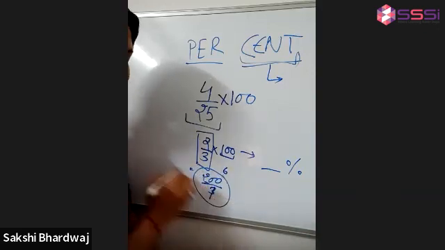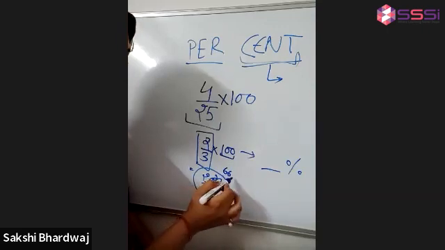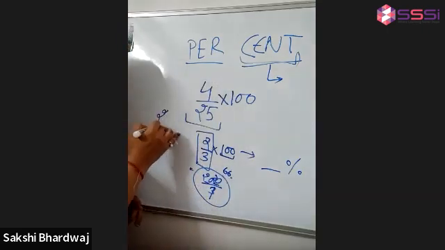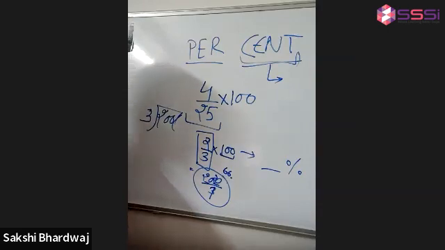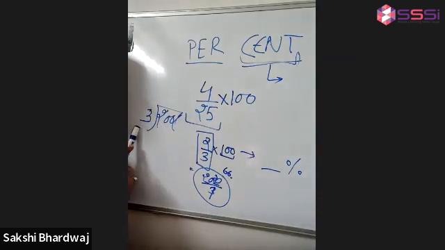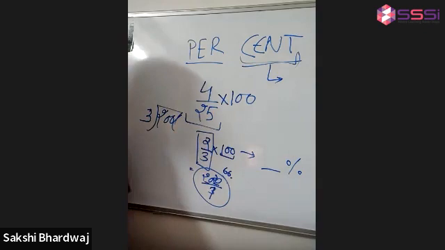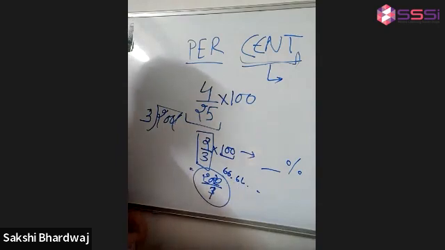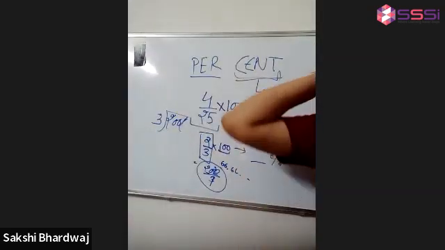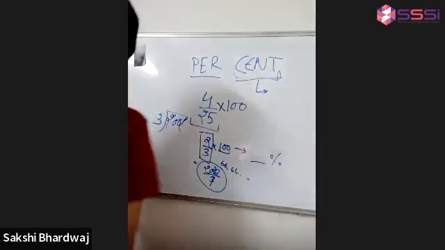3, 6, 18, and so on. You know these things. When you divide 200 by 3, what will come? 66.666, and so on. So 2 by 3 means 66.66%. Okay, Risha? Yes, ma'am.